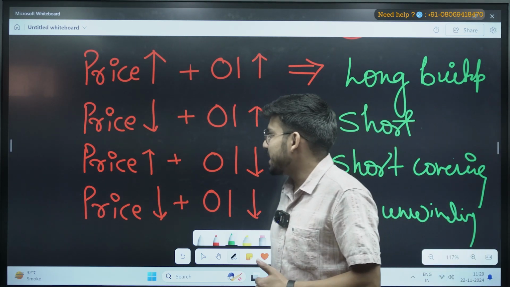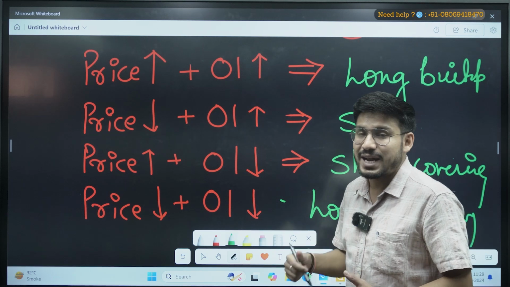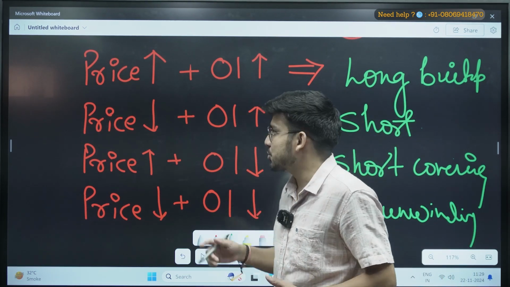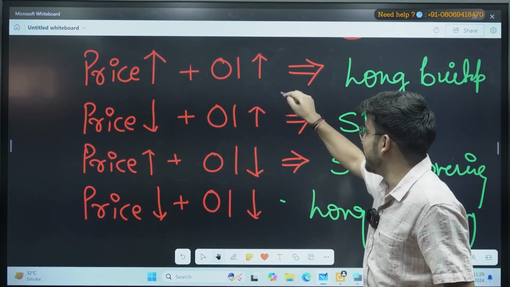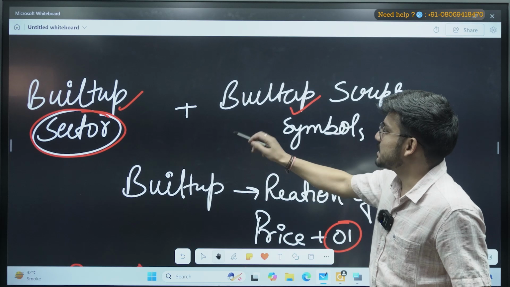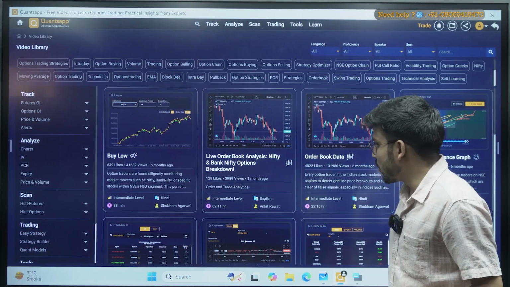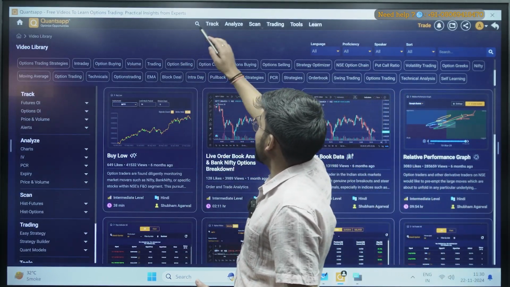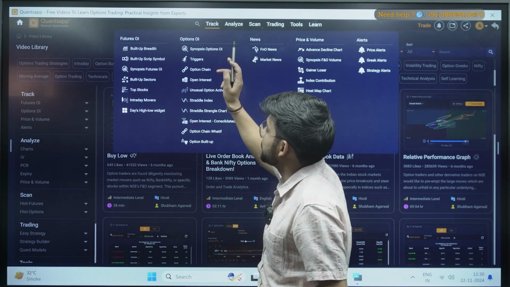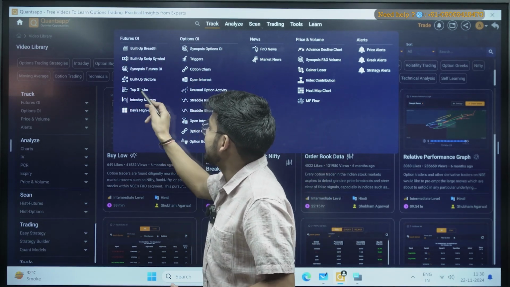Now let's directly jump into the Quantsapp application, and let's see how we can use the combination of these two, that is my built up script symbol as well as the built up sectors. So this is my Quantsapp application. Now you just have to go in the track section, and in the track section you will see the built up sector is here.